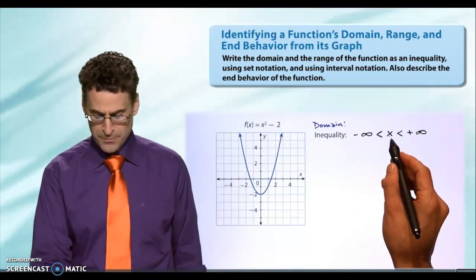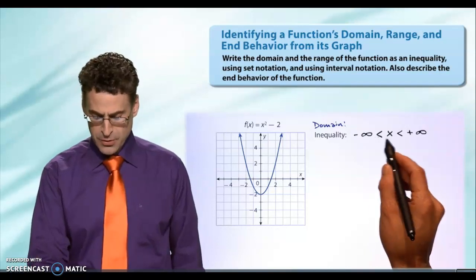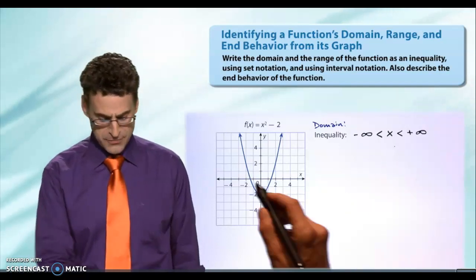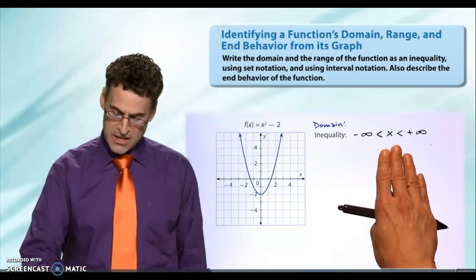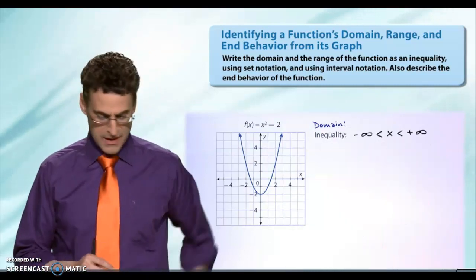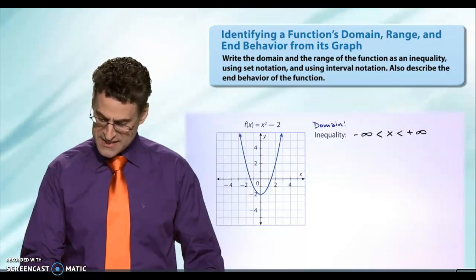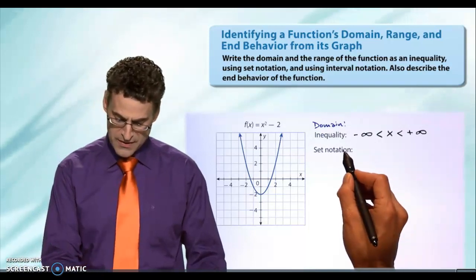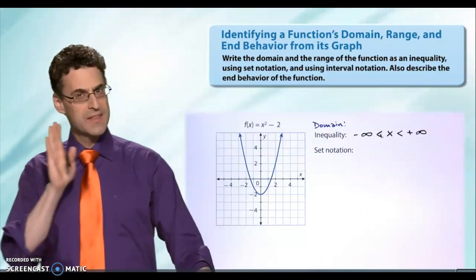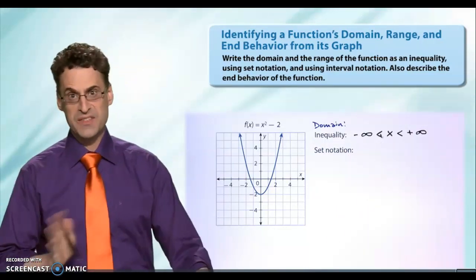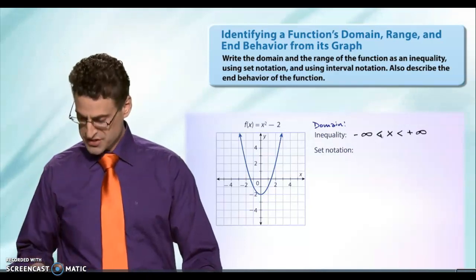So this says you can go as far as you want into the negative world, and as far as you want in the positive world. You can go left or right, and all of that is allowed. This is an inequality way of writing the domain. Now, there's also a set notation way of writing the domain. This is just a different way of saying the exact same thing. This is a little bit more complicated, but it's not saying anything new. It's just language, it's just notation.